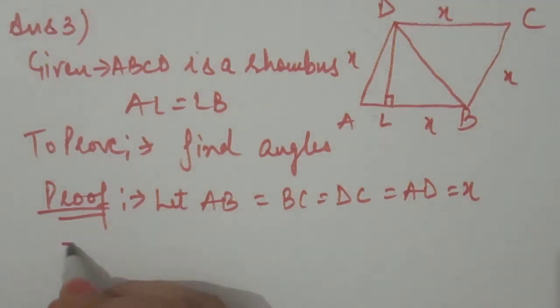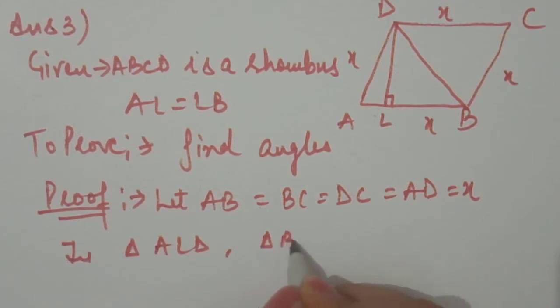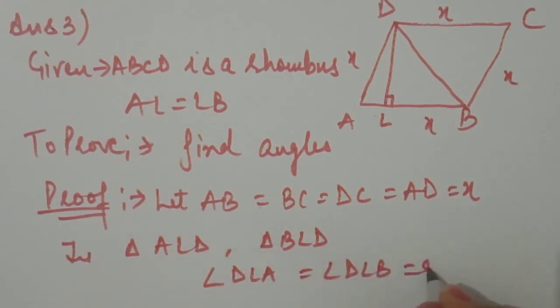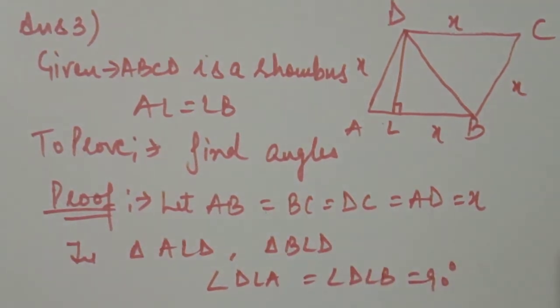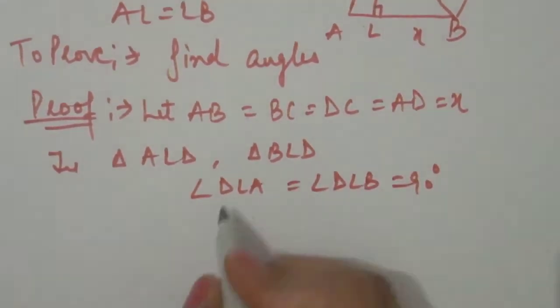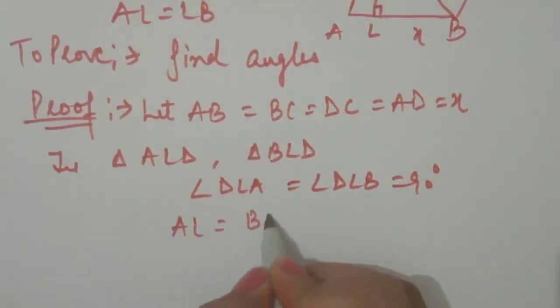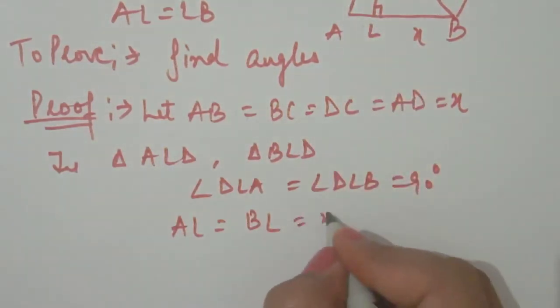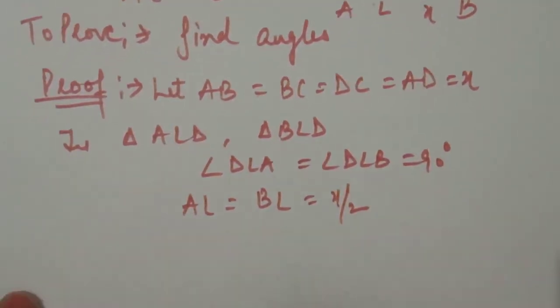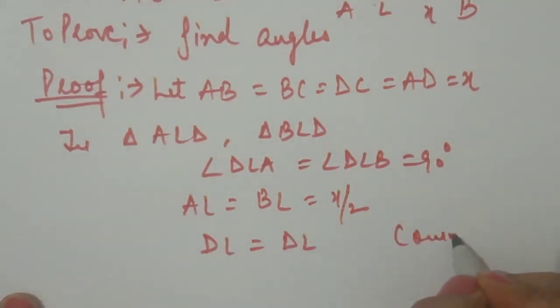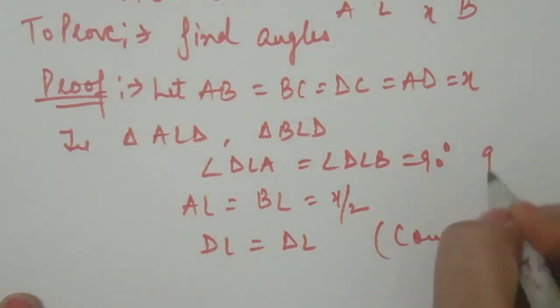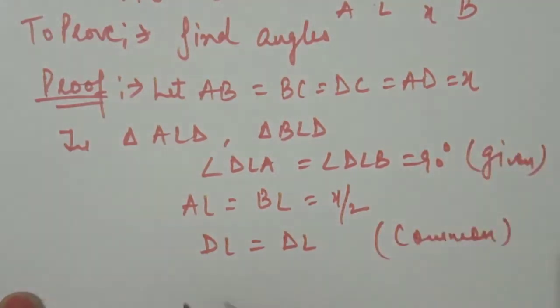So students, now in triangle ALD and triangle BLD, angle DLA is equal to angle DLB is equal to 90 degrees, because the altitude is already given to us, and AL is equal to BL. L is the midpoint, so it is x by 2, half of x. Now DL is equal to DL, common.